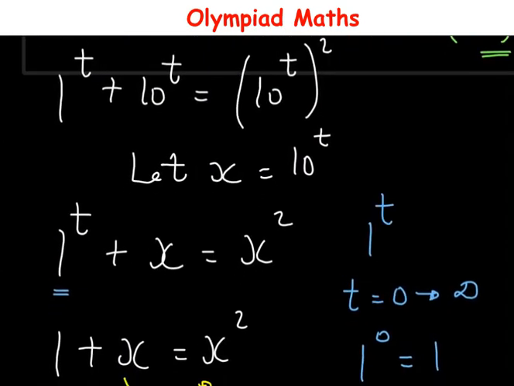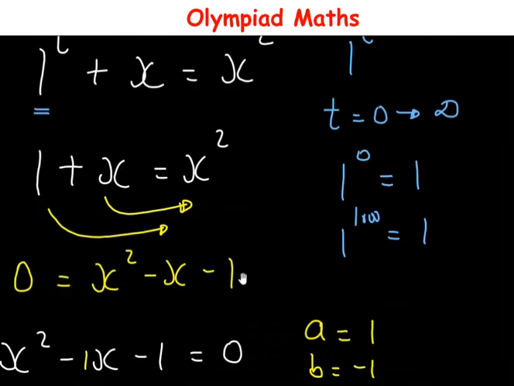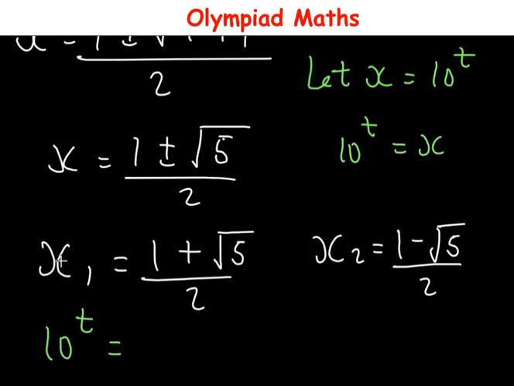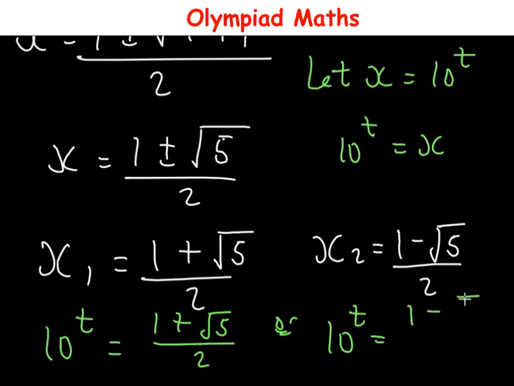Recall that we said let x equals 10 raised to power t, or you can put it as 10 raised to power t is equal to x. So right here, we have 10^t is equal to x. X is x1, so (1 + √5)/2, or for x2, 10^t is equal to (1 − √5)/2.